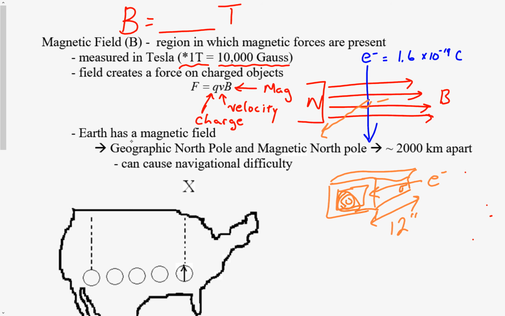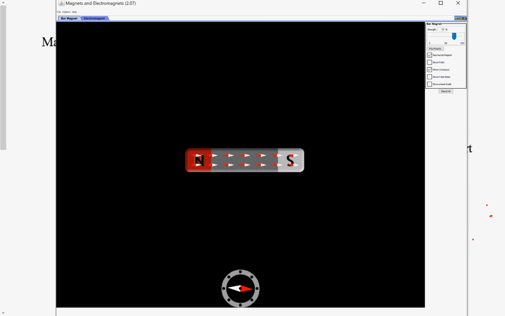All right, so I'm going to do something for a second. There's a little PhET simulation of a bar magnet before we go any further. And I want you to look at something. What happens when you get a compass near a bar magnet? Well, take a look. The south end of the compass always points where? Towards the north end of the bar magnet.